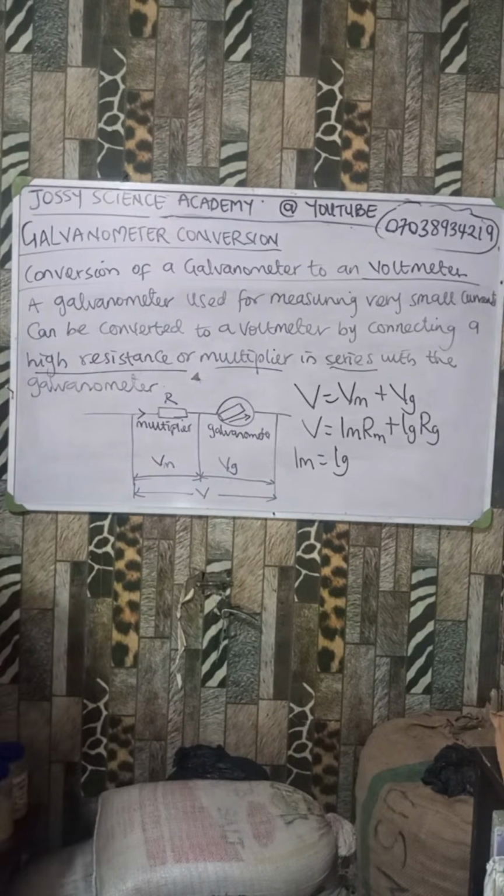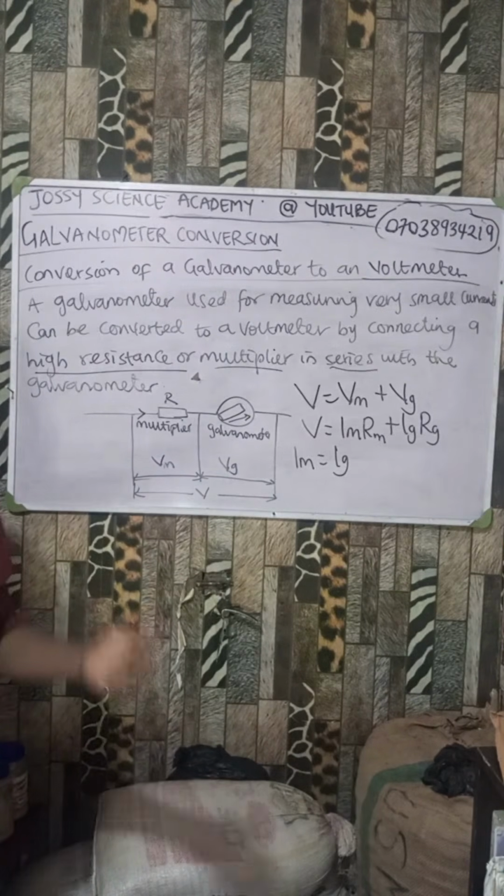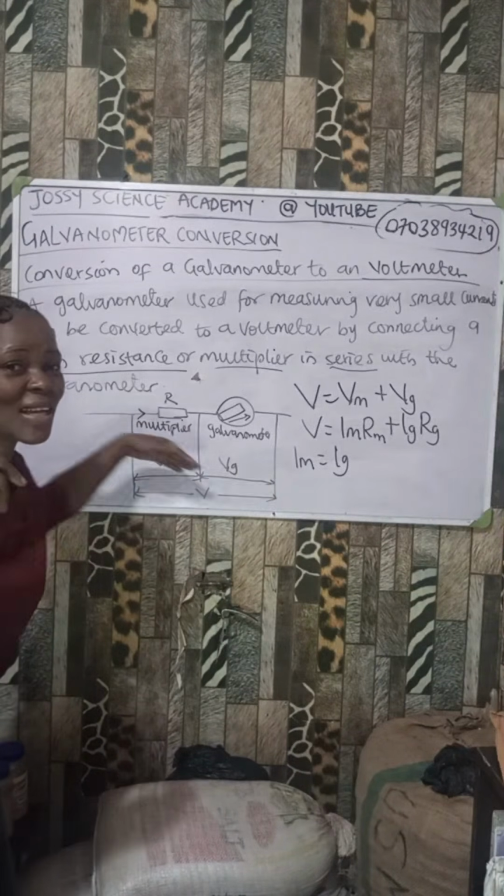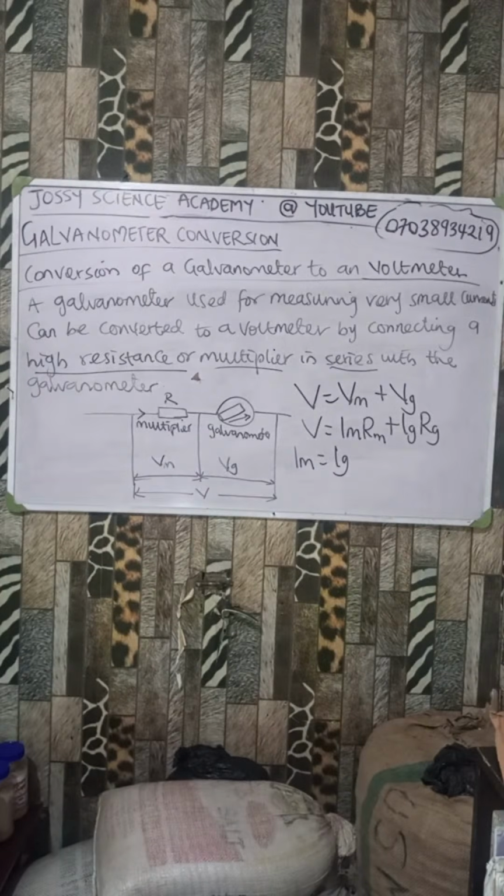If the galvanometer measures 0.05 amperes, it's the same thing that flows through the multiplier, because they are in series. Please don't get confused. See what I just explained. If the same current is flowing in the galvanometer, it's going to still flow at the same value in the multiplier, because they are moving in series, unlike the previous one that was moving in parallel. You can see the difference, so don't get confused.